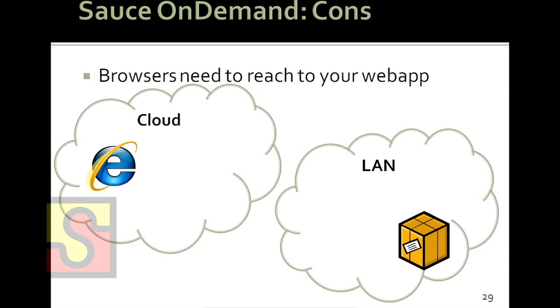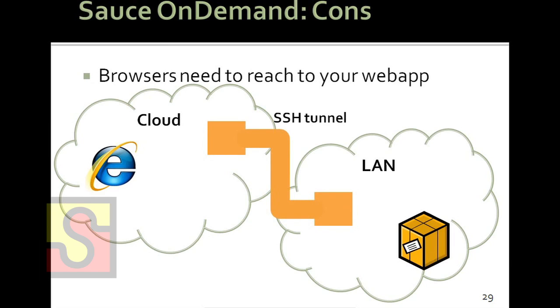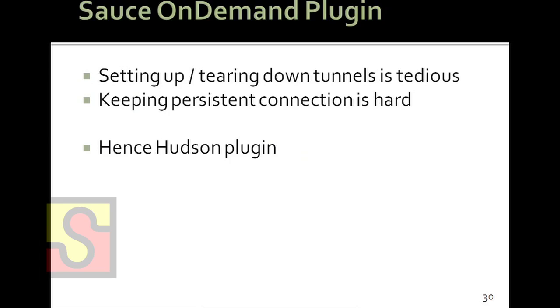So the way this is worked around is by letting you set up an SSH tunnel. You initiate the connection from the LAN to the cloud, and then the browsers connect back through this channel, and that will talk to your web app. So that's how you can make this whole thing work. Unfortunately, setting up and tearing down tunnels is tedious on its own if you have to do it in every environment.